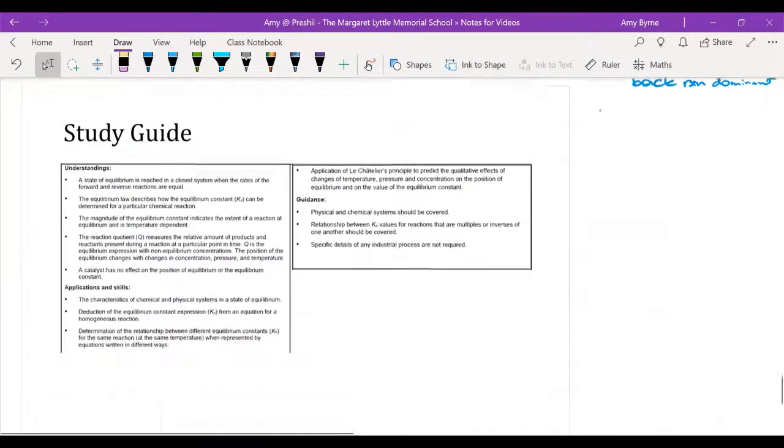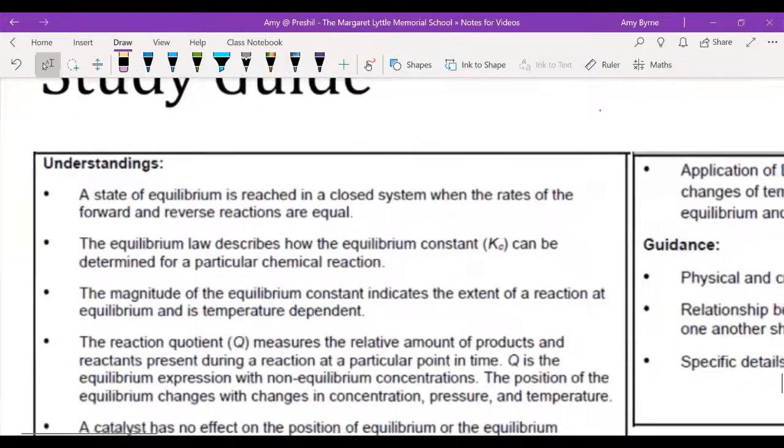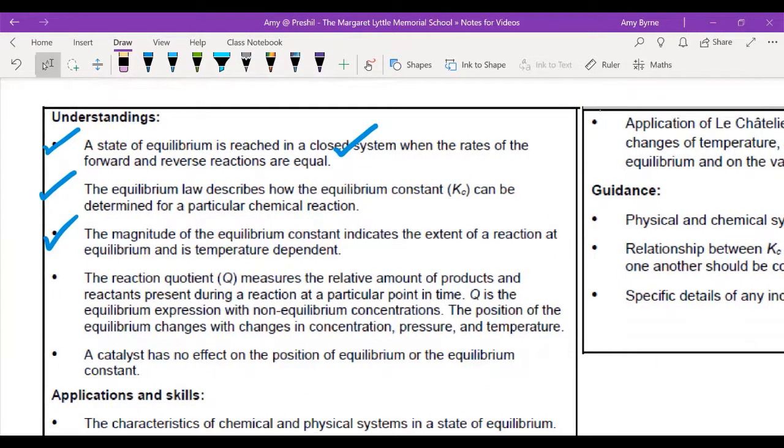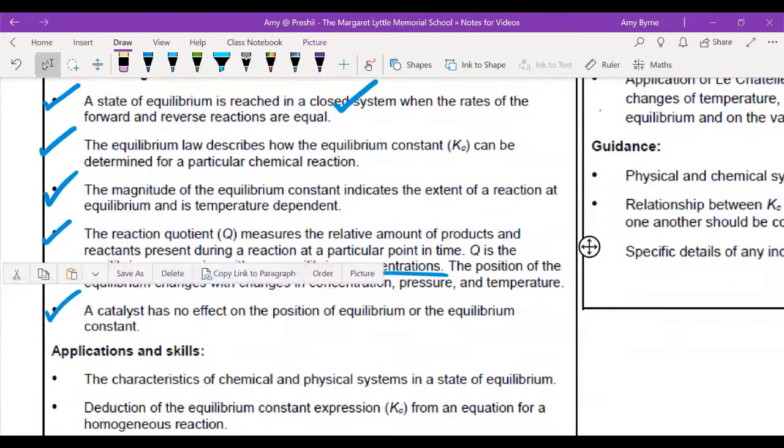Okay. Let's talk about our study guide. So equilibrium is in a closed system when the rates of the forward and reverse reactions are equal. The equilibrium law is the fraction that tells us how we can work out Kc. The magnitude of the equilibrium constant tells us the extent. The quotient is the equilibrium expression with non-equilibrium concentrations. And the position of the equilibrium changes with concentration, pressure, and temperature. And the catalyst has no effect on the position of equilibrium or the equilibrium constant because it affects both the forward and reverse reactions equally.